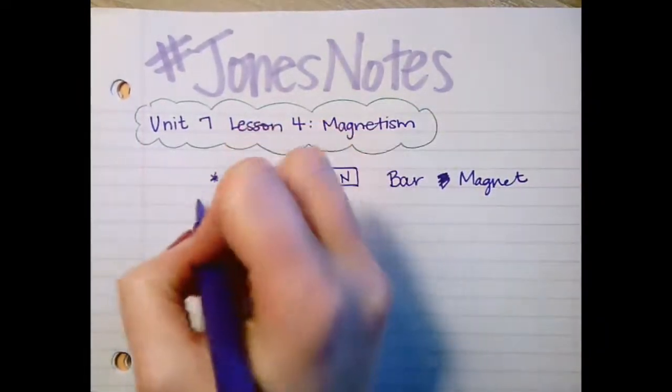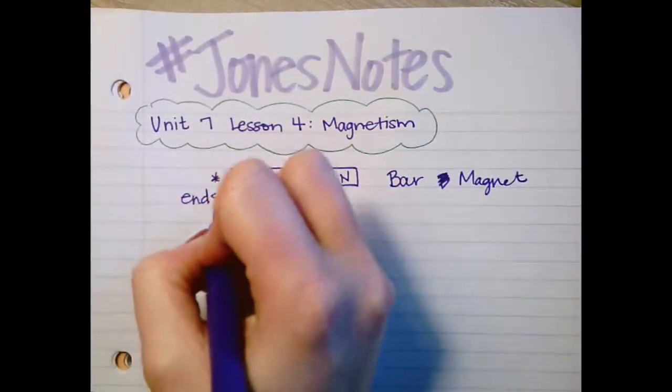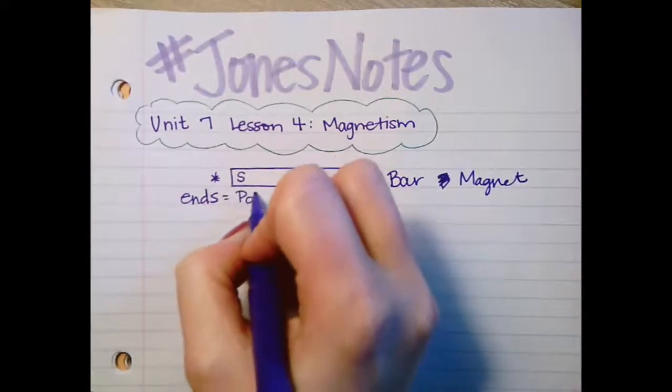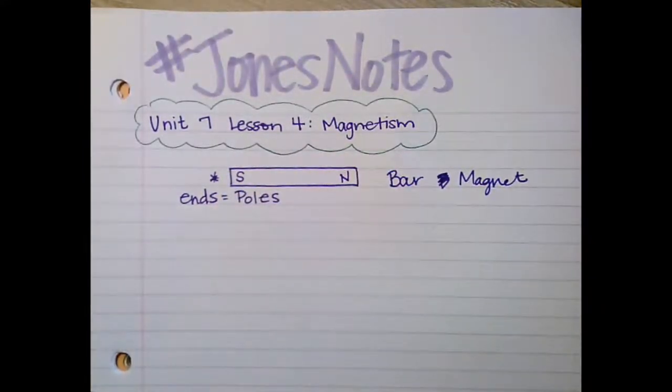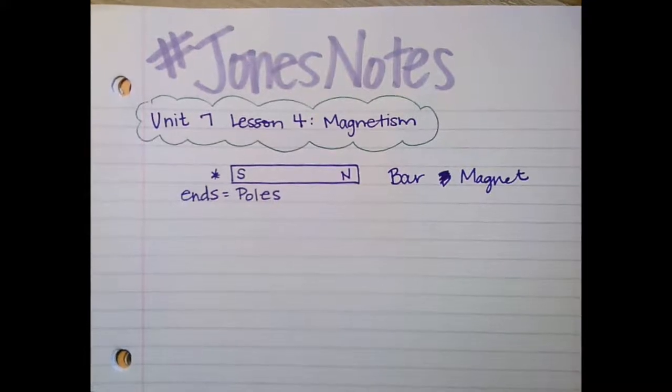I would like to remind you that the ends are called poles. So we have the North Pole and the South Pole. Again, magnetism is what we would consider to be a field. A field is a non-contact force, so it's something that can act at a distance. So magnets have their own field around the ends.